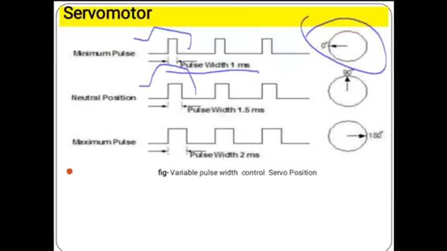And third, if we change the width to 2 milliseconds, then the position of the object will change to about 180 degrees. So this is an example of the control mechanism of a servo mechanism, how to control the position of any object. This is the diagram of variable pulse width control of servo position.